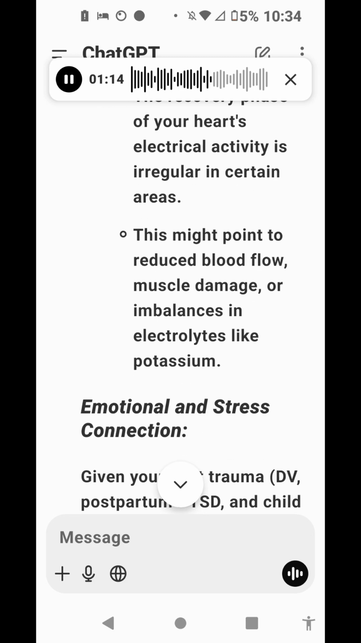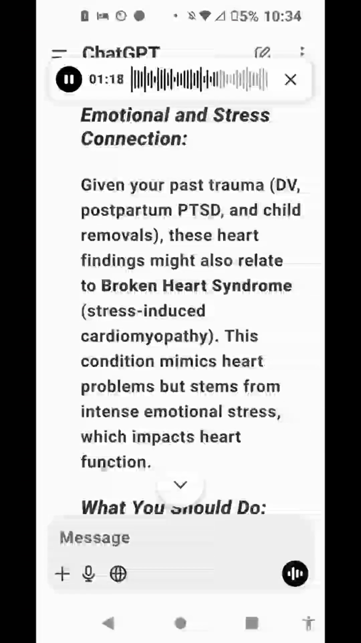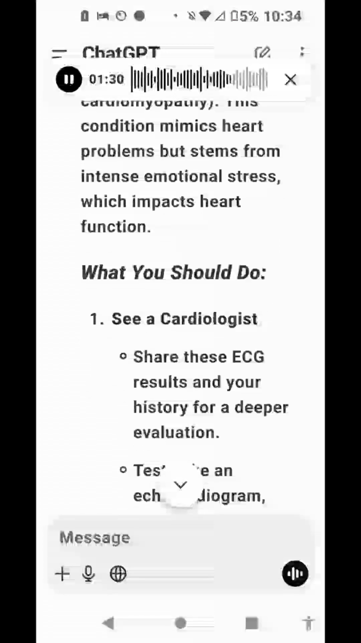Emotional and stress connection. Given your past trauma, DV, postpartum PTSD, and child removals, these heart findings might also relate to broken heart syndrome, stress-induced cardiomyopathy. This condition mimics heart problems, but stems from intense emotional stress, which impacts heart function.